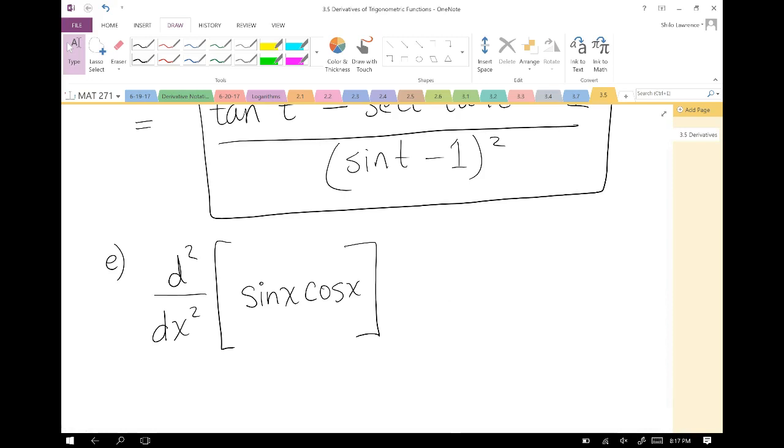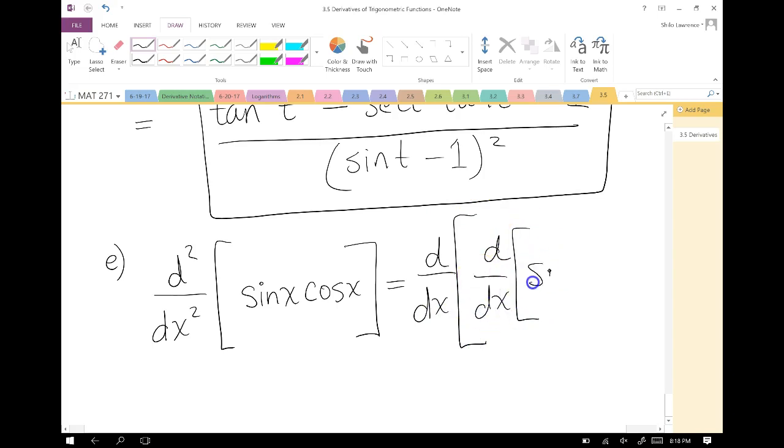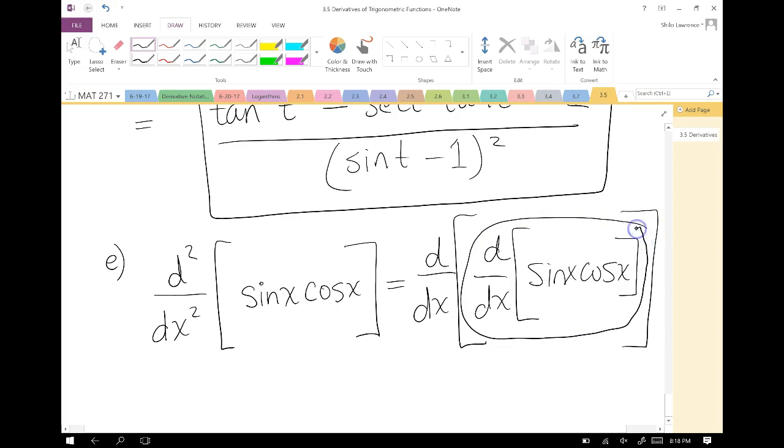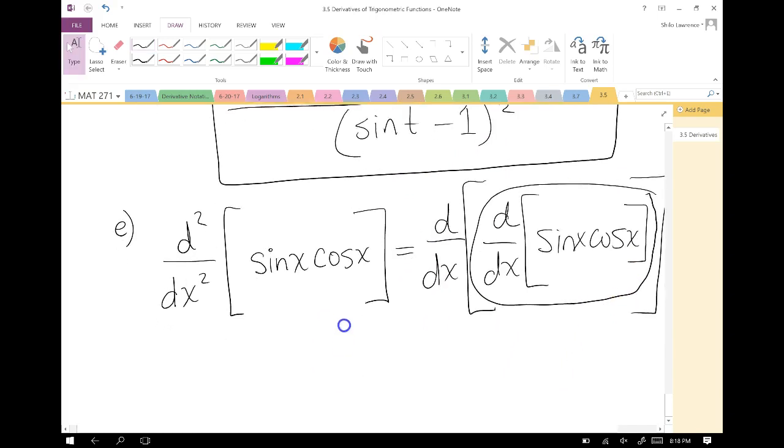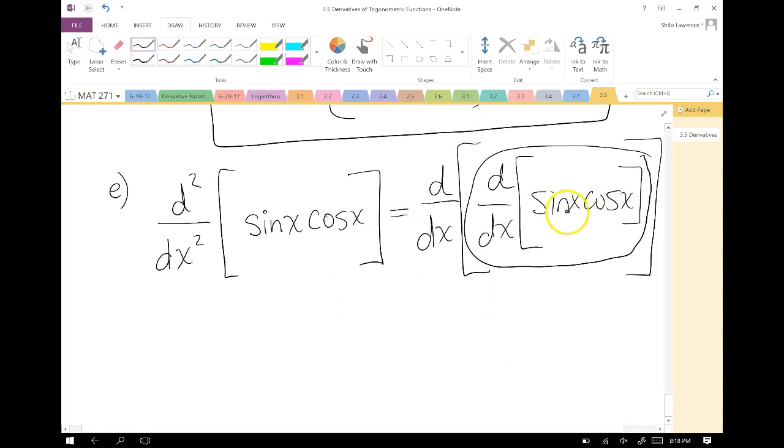So we have to get our first derivative first. Technically what this means is take the derivative of the derivative of sine x cosine x. So we're going to work on the inside part first. We're going to work on the first derivative. And then once we get the first derivative, we will then do the derivative again. So this is a product rule. We've got sine x times cosine x.